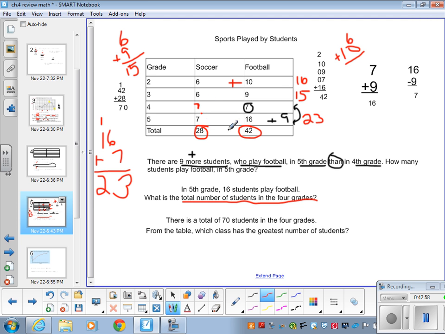The way I find it, I know there's 28 students, and I know there's 6 students in 2nd grade, 6 students in 3rd grade, and 7 students in 5th grade. To find this answer, I have to add 6 plus 6 plus 7. Please pause the video and do that now. Alright, 6 plus 6 is 12, plus 7 is 19.